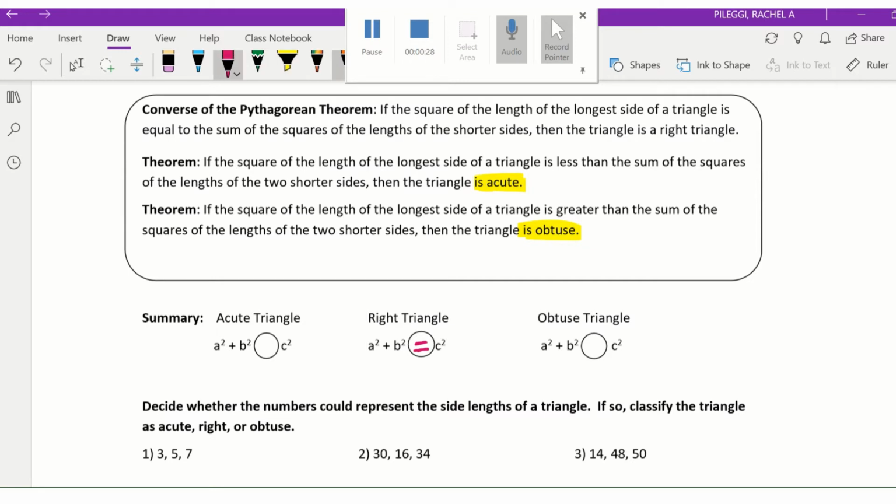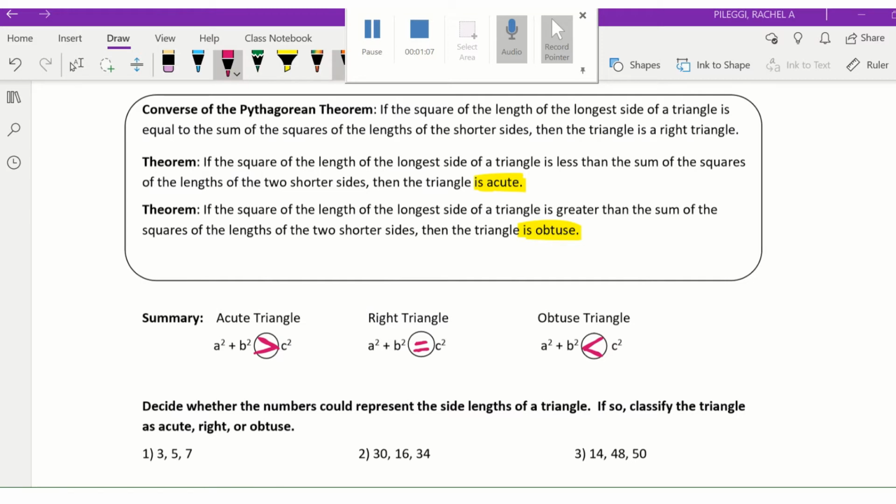So for the acute triangle, the length of the longest side squared is less than the sum of the other two sides squared. So c squared, the longest side, is smaller than the other two sides squared. Or in other words, a squared plus b squared is greater than c squared. And then for an obtuse triangle, you can probably guess at this point, a squared plus b squared is going to be smaller than c squared. So the third side, the longest side squared, is going to be bigger than the other two. So here are three different cases.